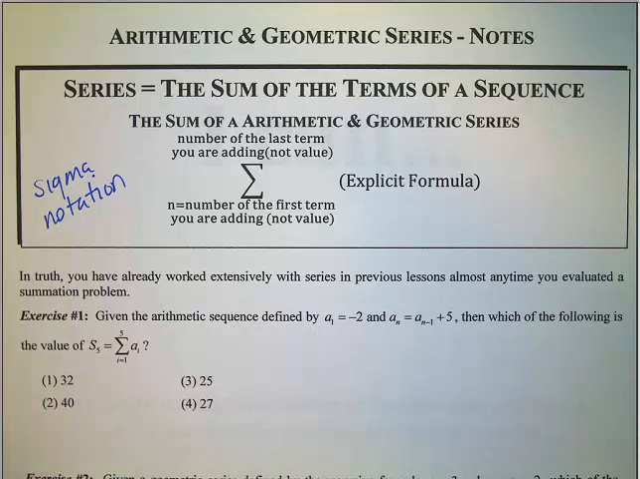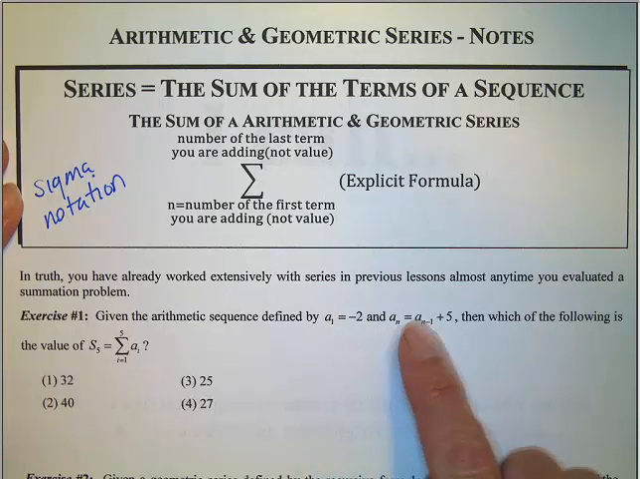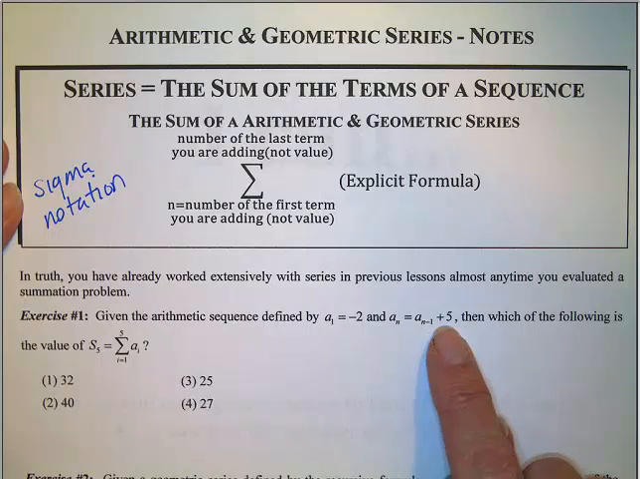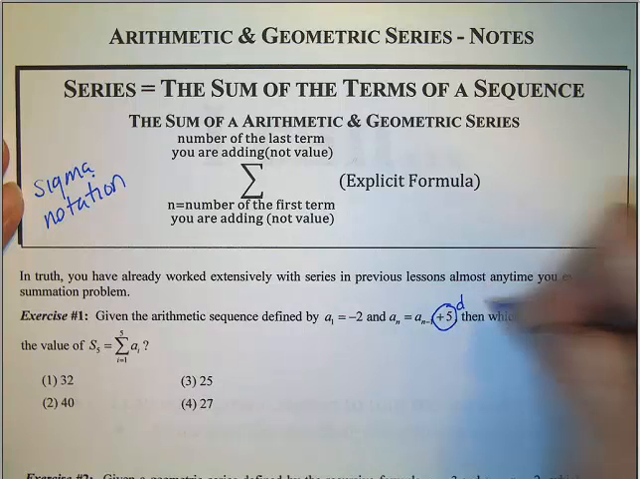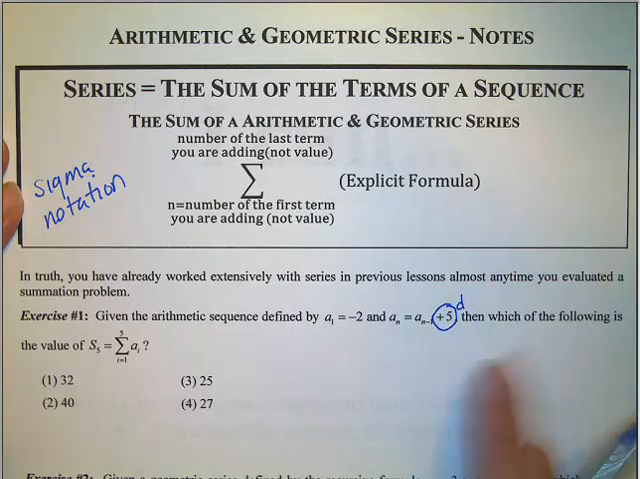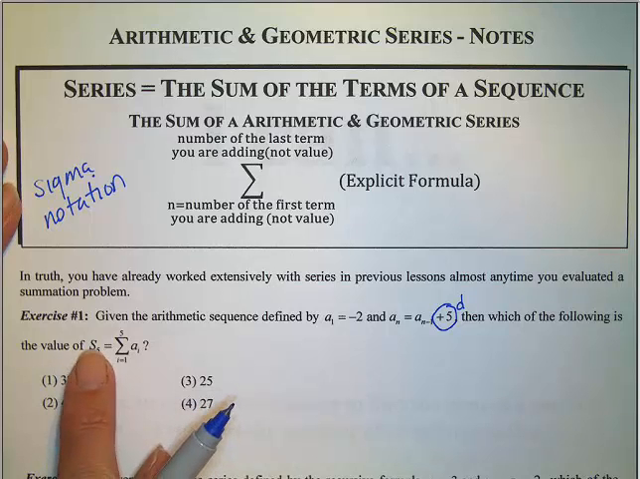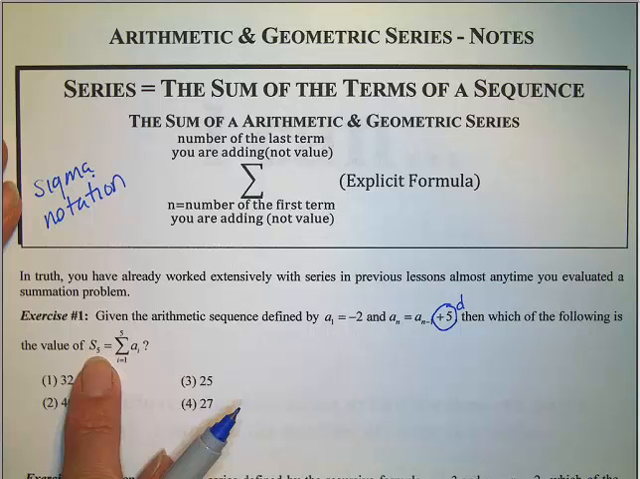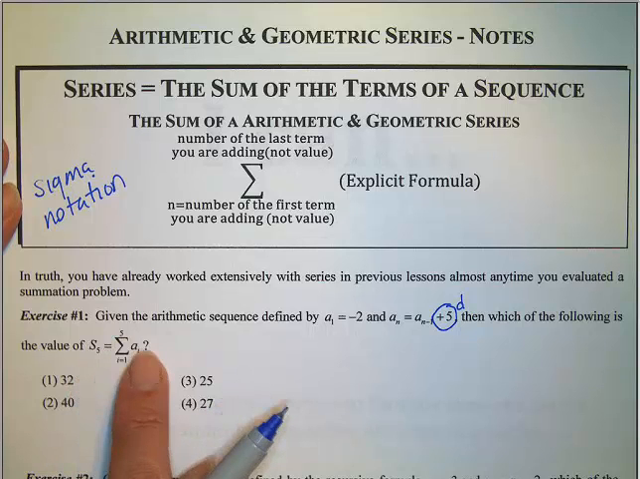So, given the arithmetic sequence defined by a sub 1 equals negative 2 and a sub n equals a sub n minus 1 plus 5. So again, adding means arithmetic, so this is your common difference. Which of the following is the value of s sub 5, so that means the sum of the first 5, when it equals the summation from 1 to 5 of a sub i?